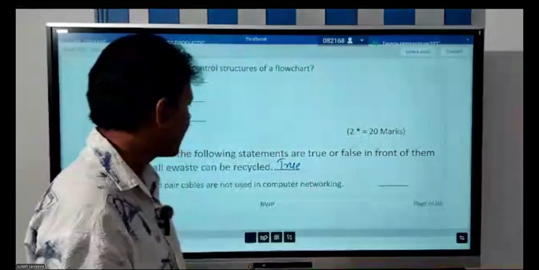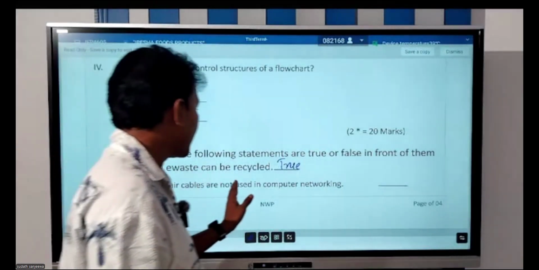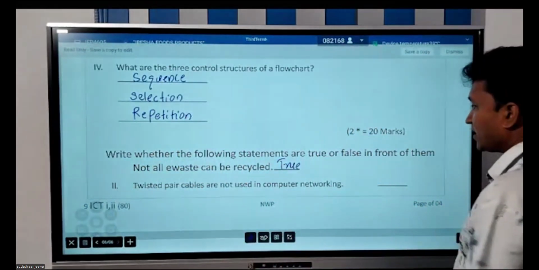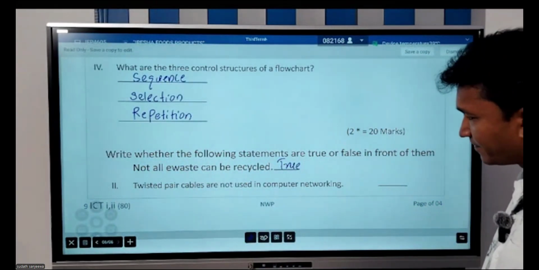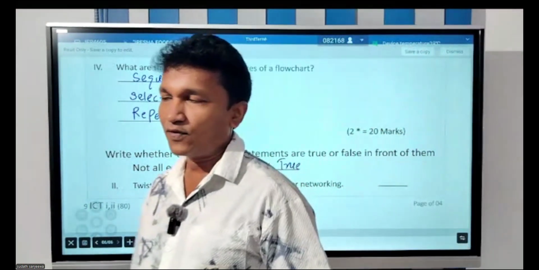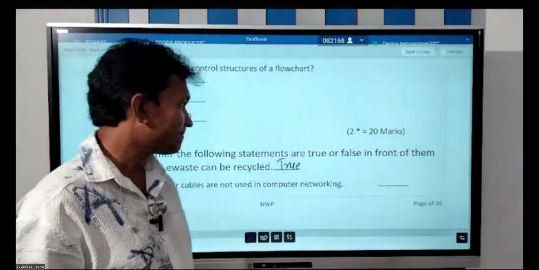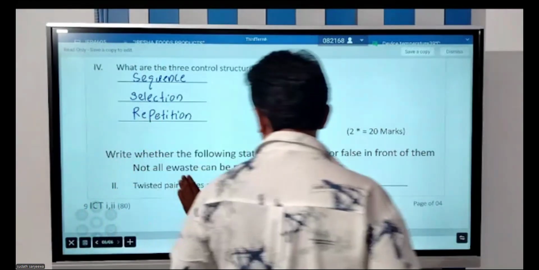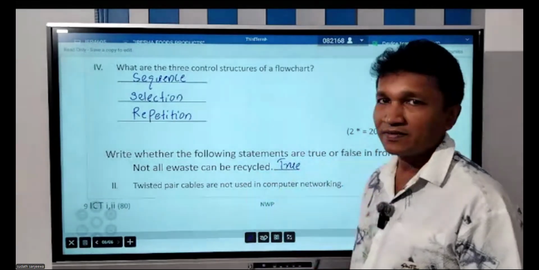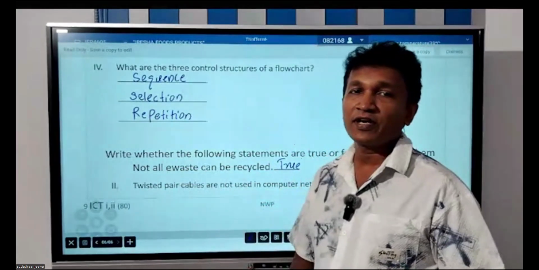So therefore, it's true. Twisted pair cables are not used in computer networking. True or false? False. Yes, this is false. We know that twisted pair cables are used in computer networks.